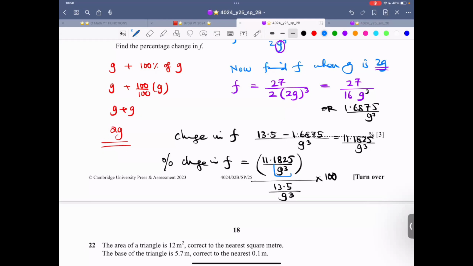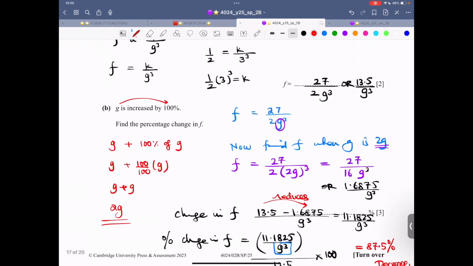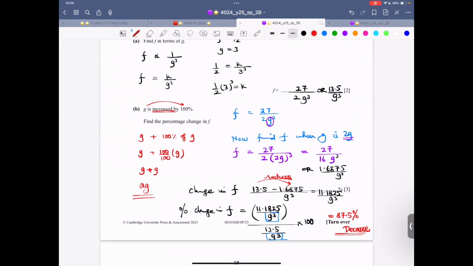When you do the flipping, the G cube will cancel out. 11.8125 divided by 13.5 comes out to be 0.875 or 87.5%. So this answer is coming out to be 87.5%. And since it reduces, I should also write that there is a decrease. Why? Because they were saying G increases. It's inversely proportional. Therefore, F decreases. Just have a good look at it. You can work in fractions.